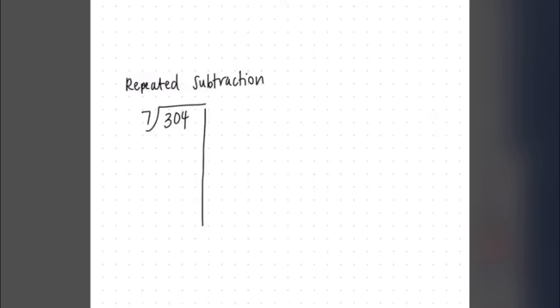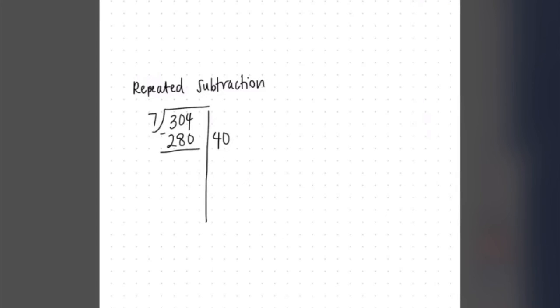the dividend. So if you recall from our estimation, we estimated a number 7 multiplied by 40, which has a product of 280. So let's start by subtracting that. So 304 minus 280 is going to give us 24. Now let's think about what number multiplied by 7 would be less than 24. 7 multiplied by 3 is going to give us 21. So let's subtract that. 24 minus 21 has a difference of 3.